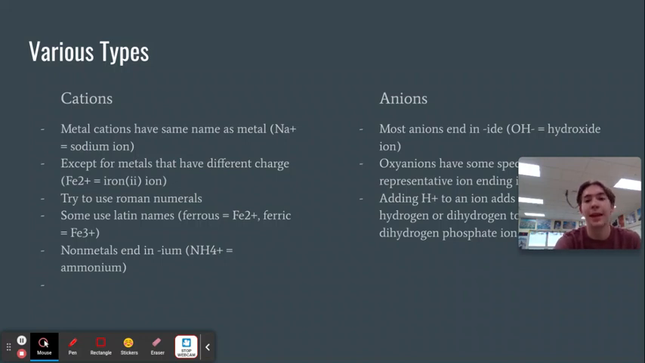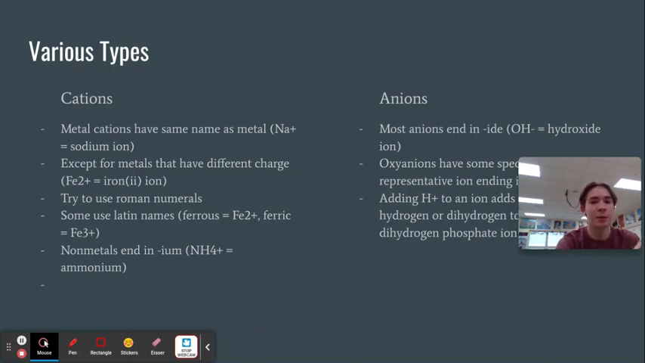Now getting into anions. Most anions end in the "ide" ending. That's like OH-, which is hydroxide, and a couple others like hydride and oxide. All those end in the "ide" ending. This is also the same with some of the polyatomic ions, like CN-, the cyanide ion, the OH- ion I mentioned, and the peroxide ion, O2 2-.